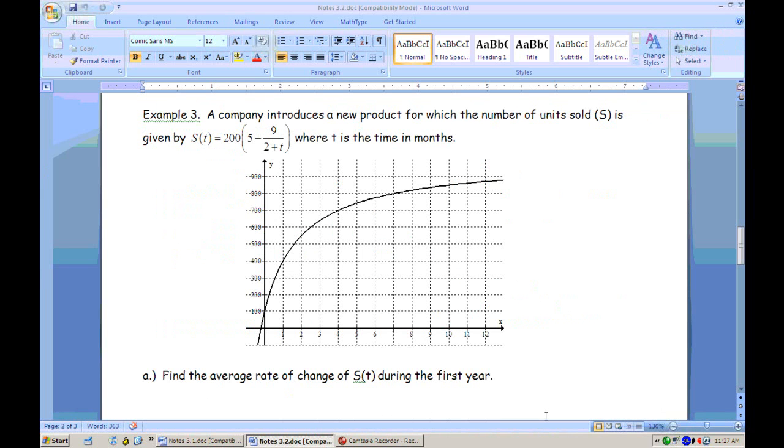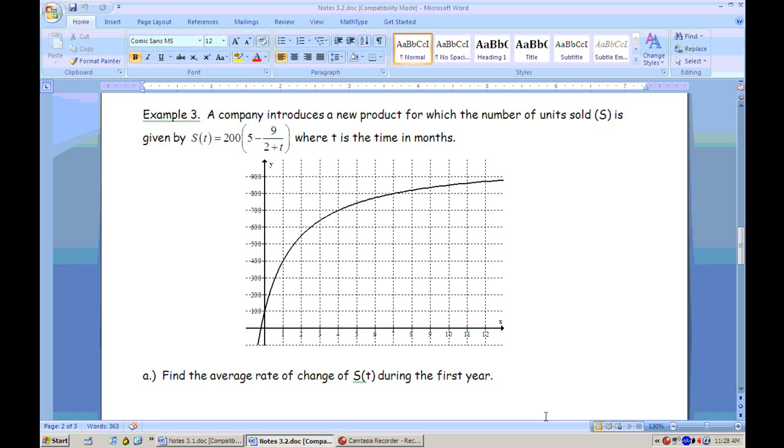All right, a company introduces a new product for which the number of units sold is given by S of t equals blah, blah, blah, where t is the time in months. I'm going to let you use your calculator on this one. Find the average rate of change of S of t over the first year. We learned average rate of change way back in section 2.2, I think. What's the formula for average rate of change?